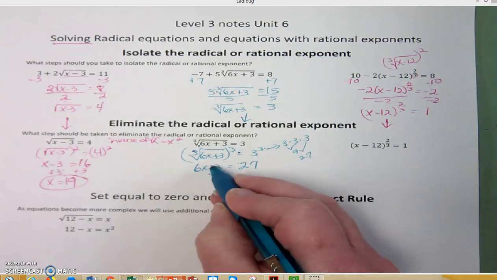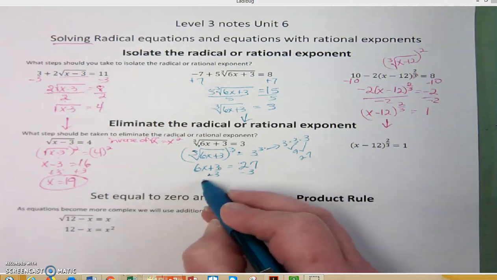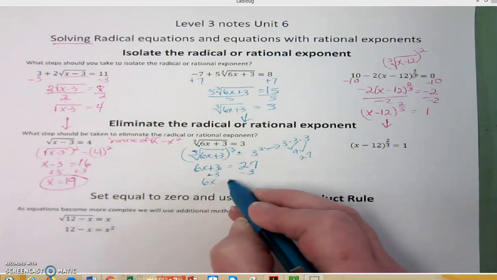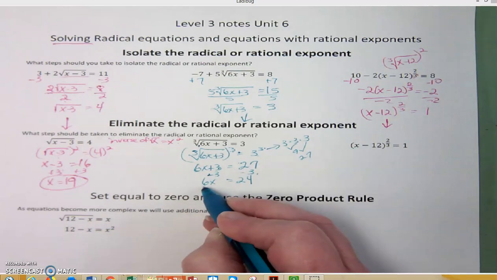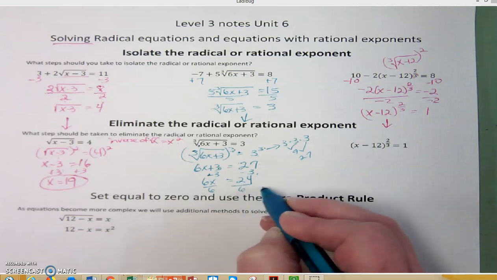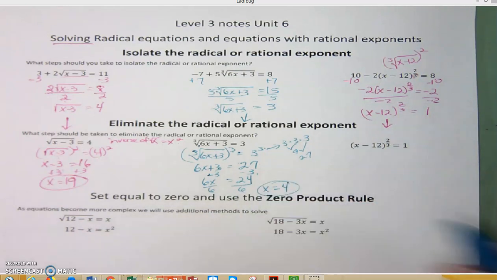So the next thing I need to do, I add 3 here, so I'm going to subtract 3 to isolate my x. 27 minus 3 is 24. Next thing I do is divide both sides by 6, and I get x equals 4.